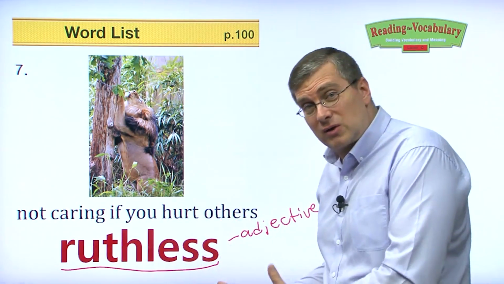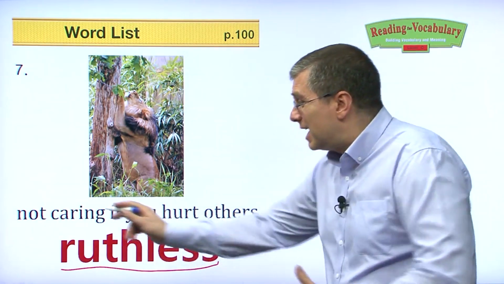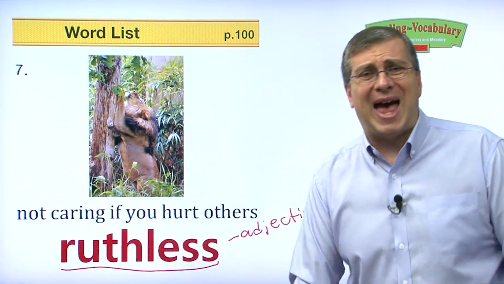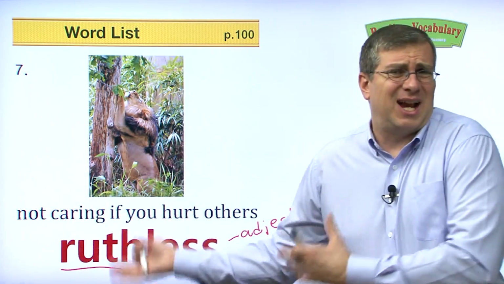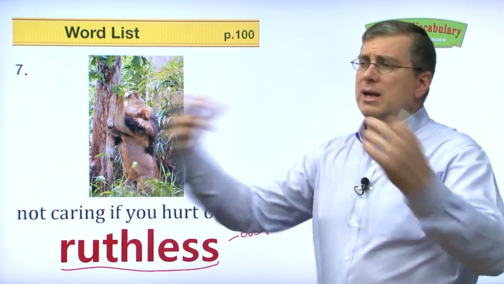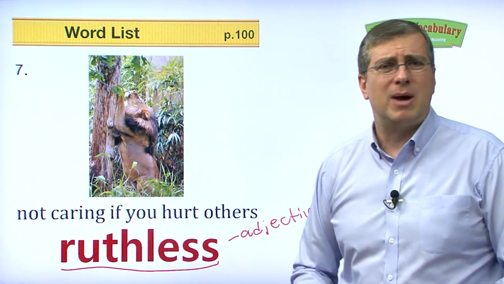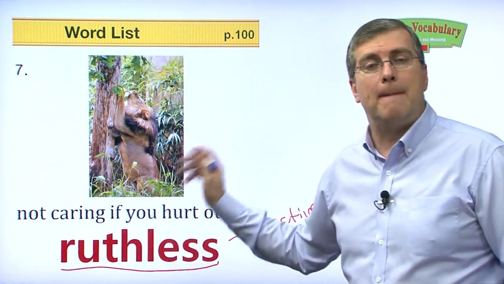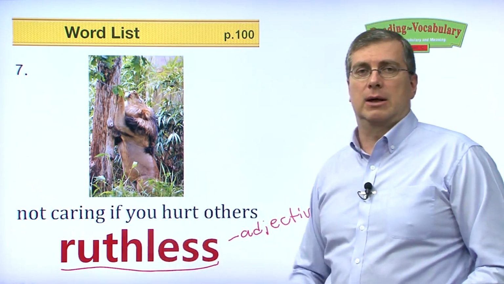What is their character like? They are ruthless. It means they don't care if they hurt other people. That's very bad, right? A person who doesn't care if they hurt other people. They just do what they want. They want to get what they want. They don't care about other people. That's ruthless. It's bad. That would be a villain, a bad guy, or a bad character.